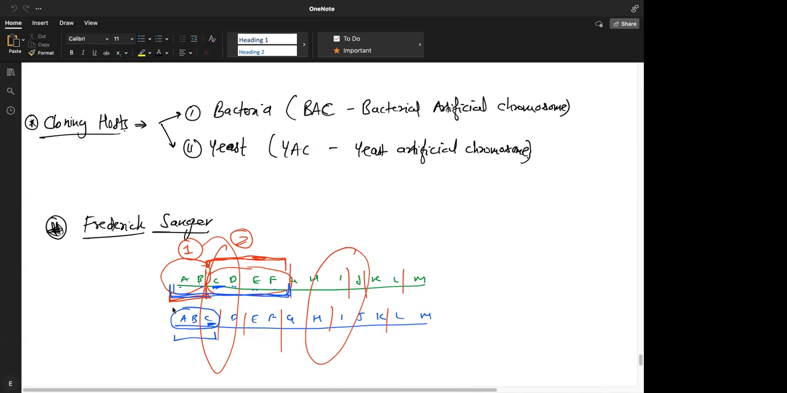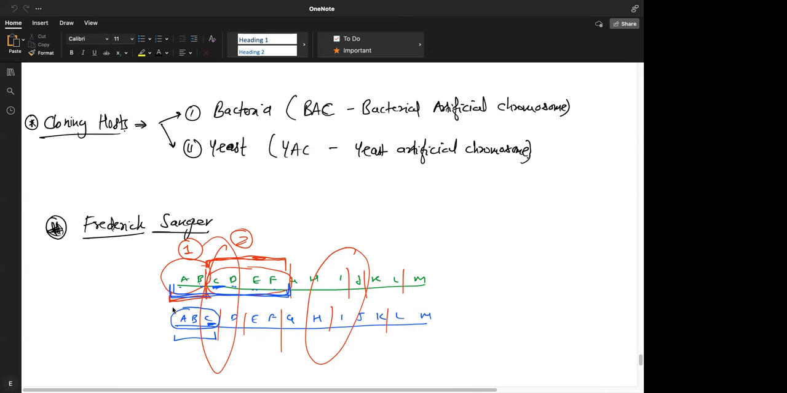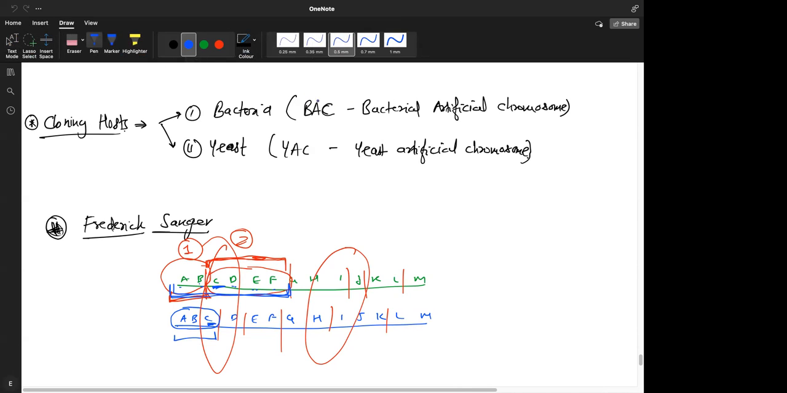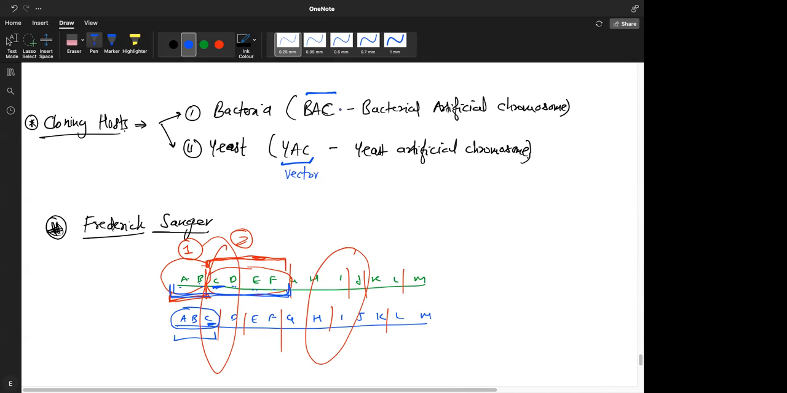And they were cloned in suitable hosts using specialized vectors. In bacteria, BAC, that is bacterial artificial chromosome, and in yeast, YAC, that is yeast artificial chromosome. These two are vectors, right? Just remember that both BAC and YAC are vectors. Then the cloning resulted in an amplification of each piece of DNA fragment.